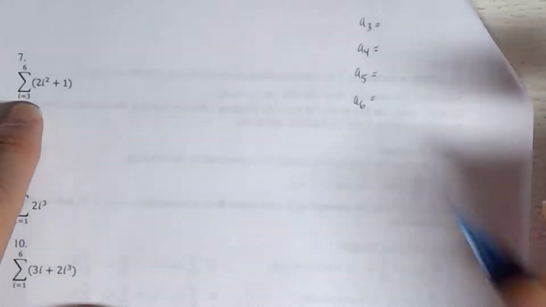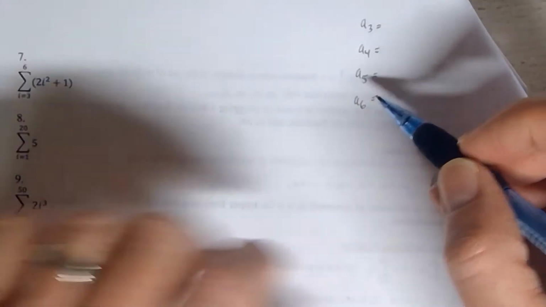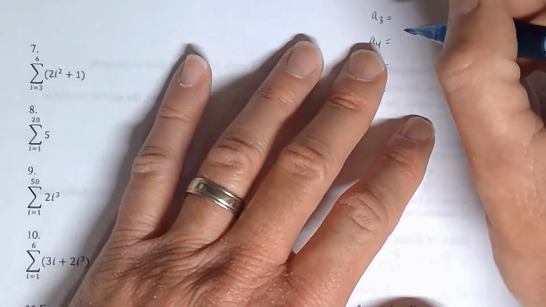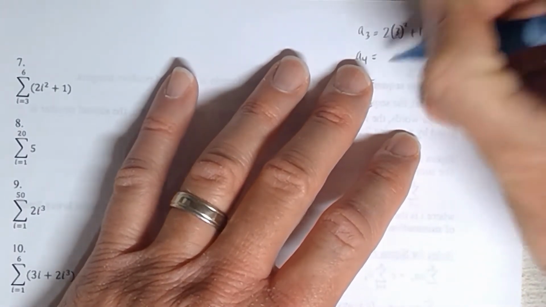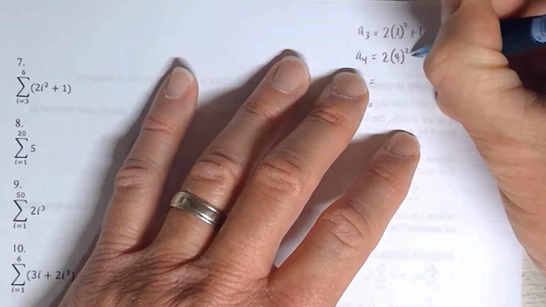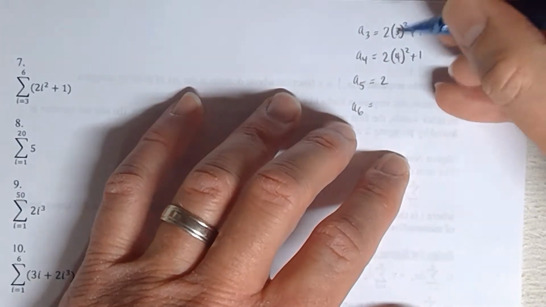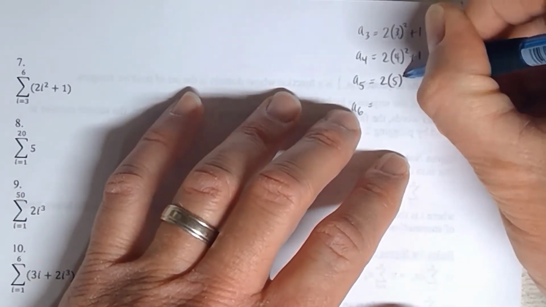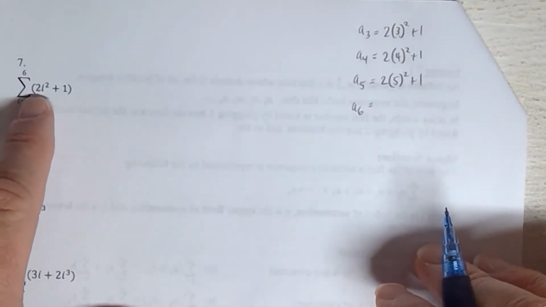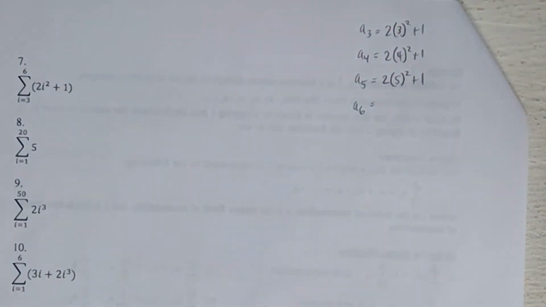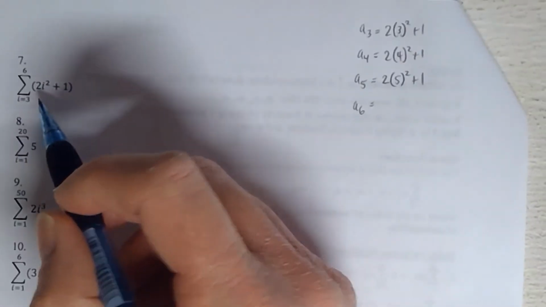All right, so what are those 4 terms from 3 up to 6 going to be equal to? Let's take a look. 2 times 3 squared plus 1. 2 times 4 squared plus 1. You're plugging in 3, 4, 5, and 6 into that bracket right next to the sigma letter. Whenever you have a bracket next to the sigma letter, the entire bracket is the thing you plug into.